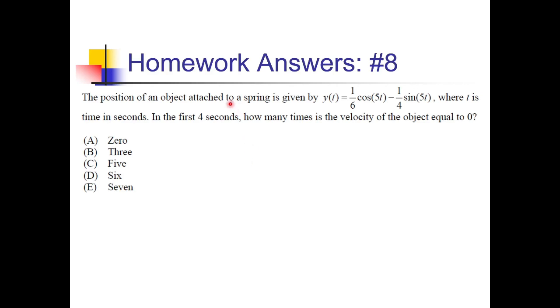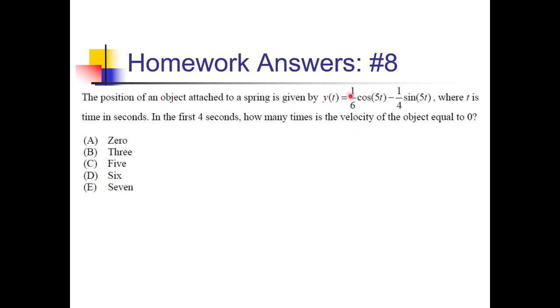On this problem, we have the position of an object attached to a spring given by this y of t function, this crazy kind of hybrid cosine-sine trig function, and time is in seconds. They want to know in the first 4 seconds, how many times is the velocity of the object equal to 0? So our strategy of attack on this one, since the motion is given by y of t, we need to find y prime of t and see how many times that hits the x-axis, basically, by graphing it out. It is a graphing problem, but we need to find y prime first. So let's go through and do that.